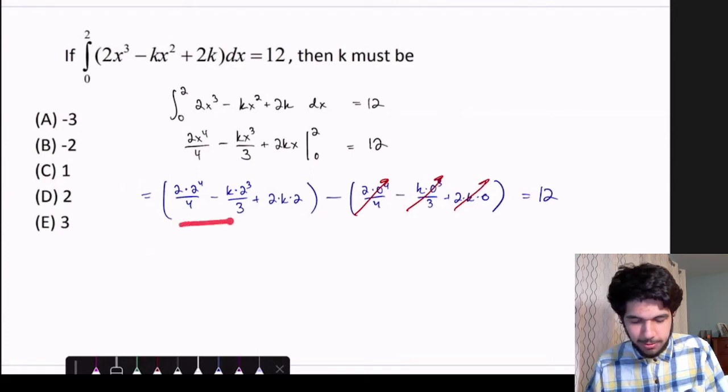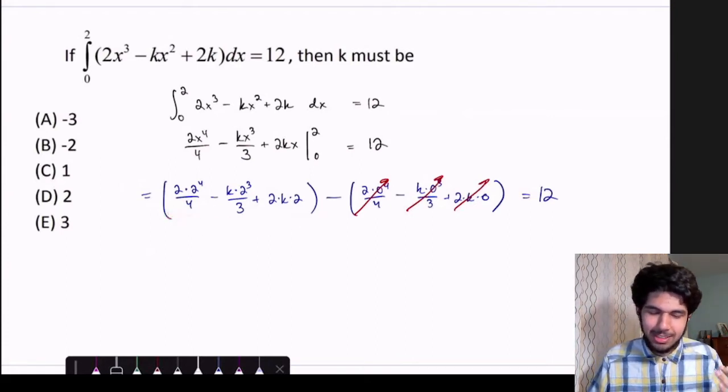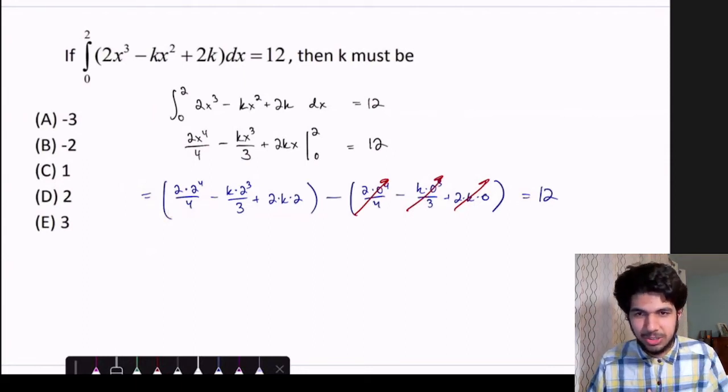Now let's just solve for this here. So this first term, 2 times 2 to the 4th is 2 to the 5th, which is 32.